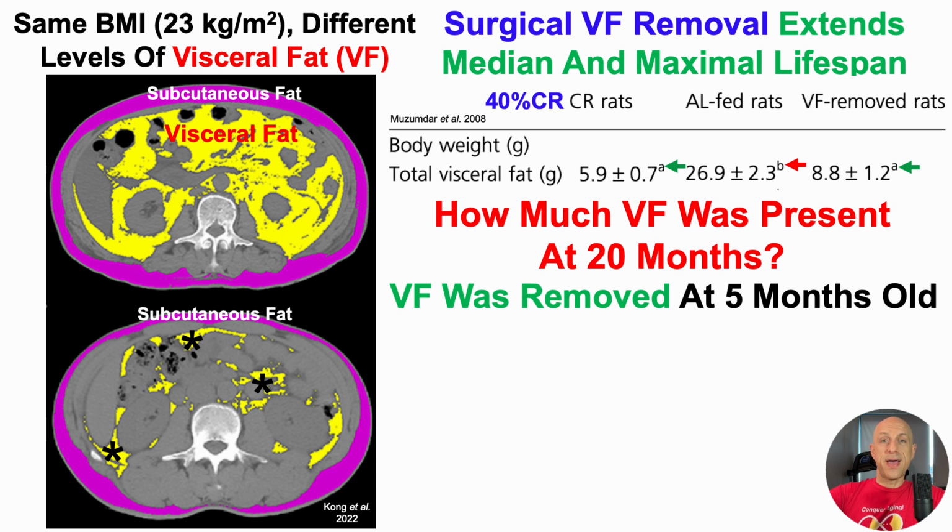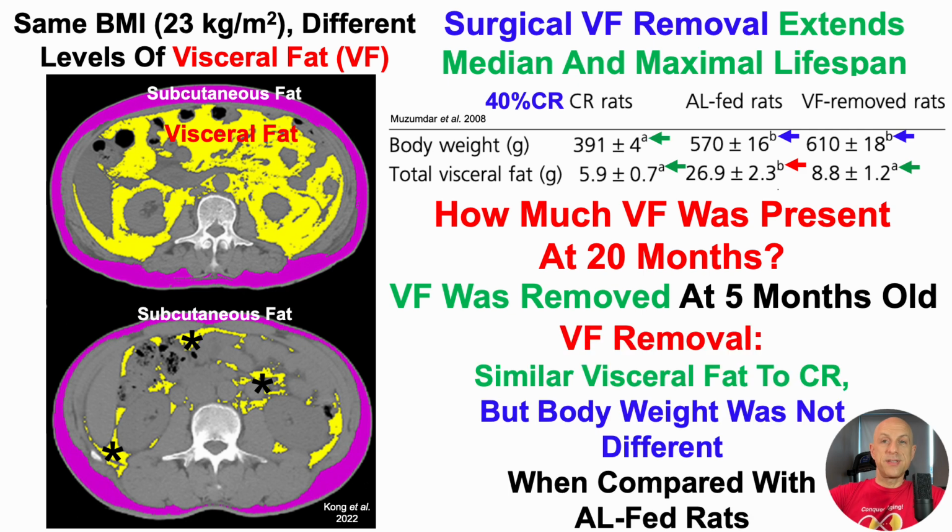And we can see those effects illustrated in body weight measurements. So when looking at body weight for the 2 groups that were allowed to eat as much as they wanted whenever they wanted, we can see that body weight in ad lib and VF remove were not significantly different as their superscripts are the same. But both of the groups that were allowed to eat as much as they wanted whenever they wanted had a higher body weight than calorie-restricted rats.